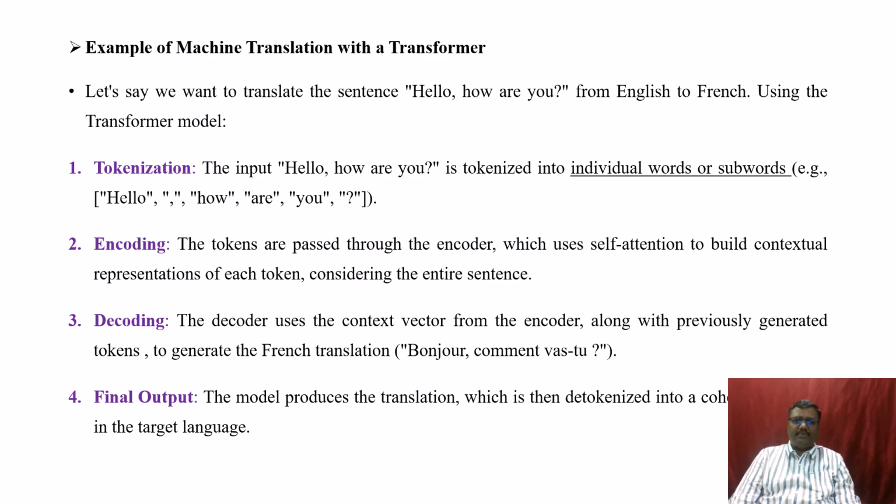Then next, the encoder. After the tokenization step, the text is passed to the encoder, where the contextual representations of each token are processed. Then the decoder starts its process using the context vector methodology to translate the tokenized words into another language as given here. And finally, the output: the model produces the translation, which is given here as the target language.